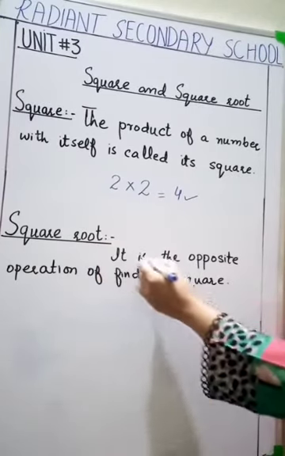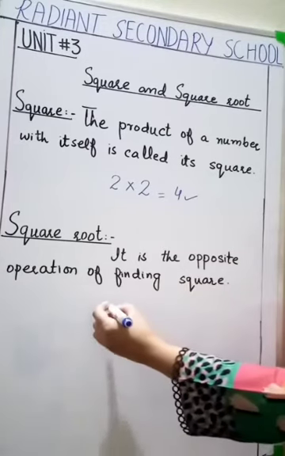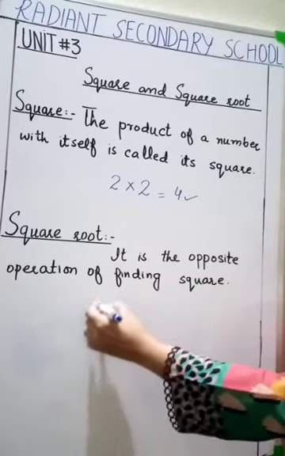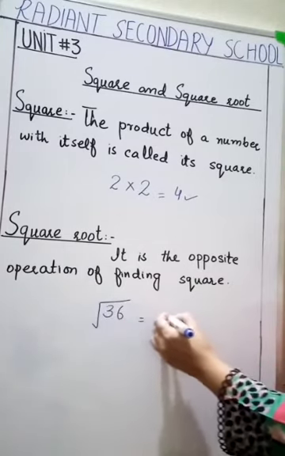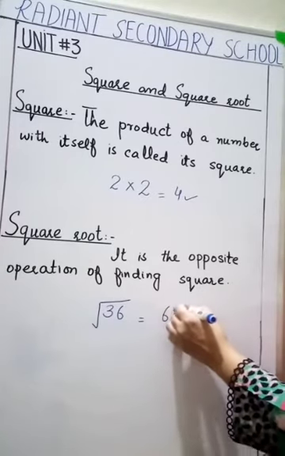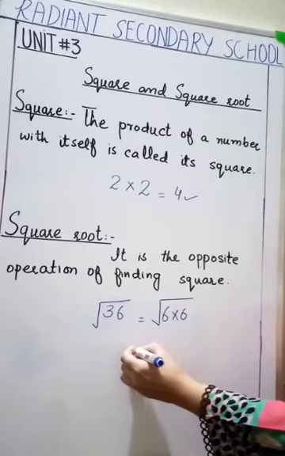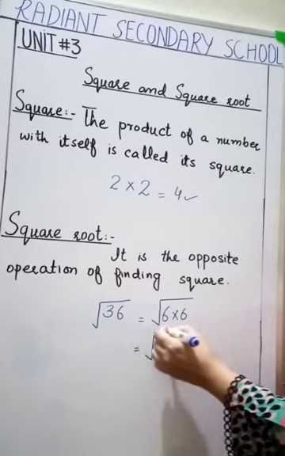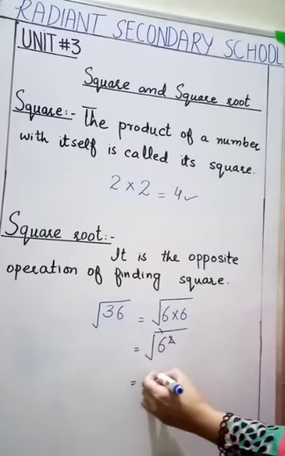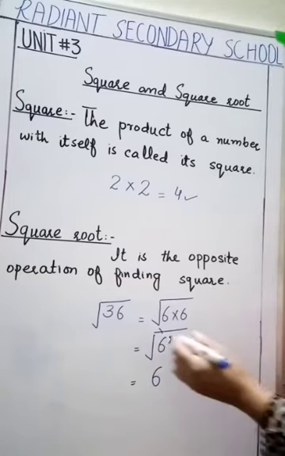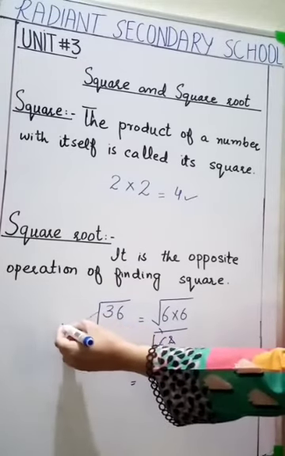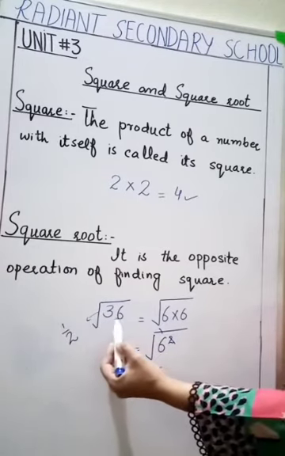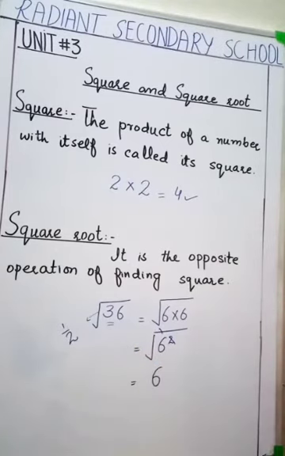Then what is the square root? It is the opposite operation of finding the square. Like if you have a number 36 and you want to find its square root, it will be equal to the square root of 6 into 6. 6 6s are 36, and when you write it in the square form like this, the root and square will cancel out, and 6 is the square root of 36. You know very well that the value of this radical sign is 1 by 2. This radical sign is also called square root, and the number under it is called the radicand.